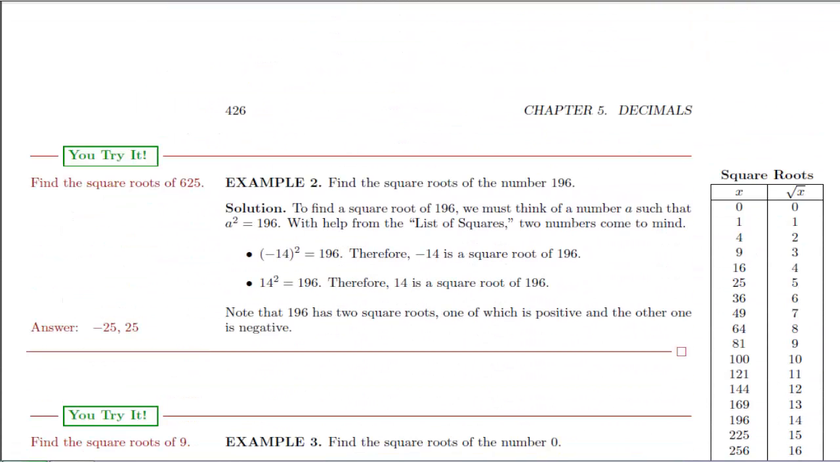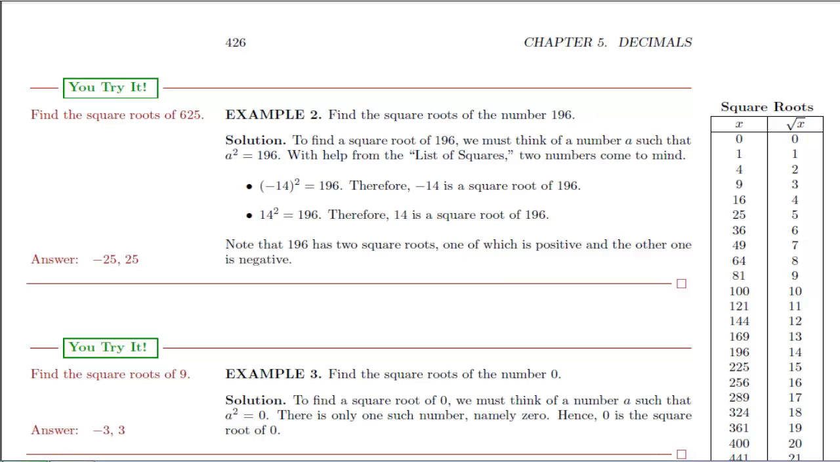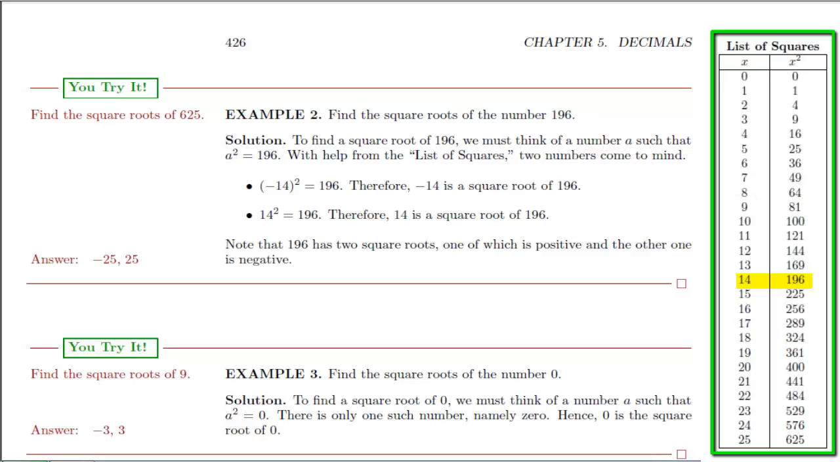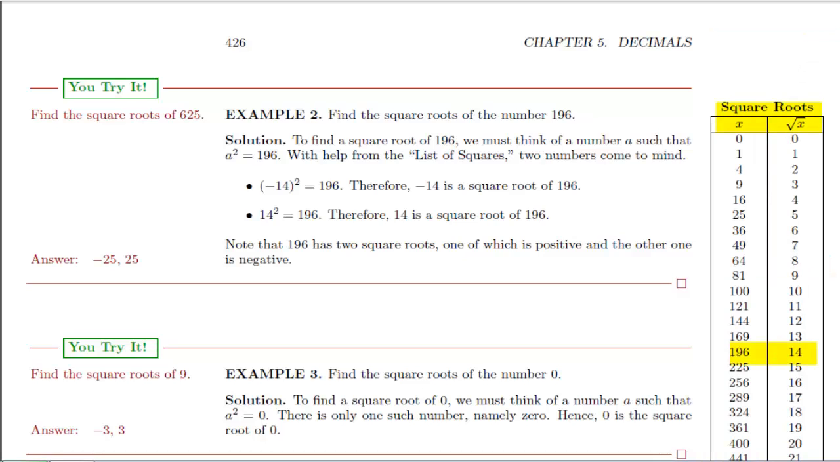Example 2. Find the square roots of the number 196. Solution. To find a square root of 196, we must think of a number a such that a squared equals 196. With help from the list of squares, two numbers come to mind. Negative 14 squared equals 196, therefore negative 14 is the square root of 196, and 14 squared equals 196, therefore 14 is the square root of 196. Note that 196 has two square roots, one of which is positive and the other one is negative.